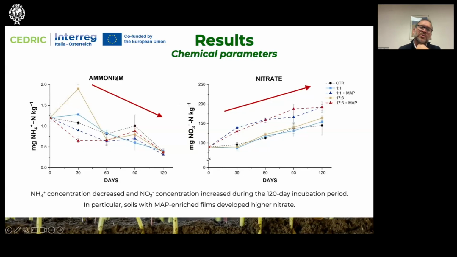And what we found was that, for example, with regard to the nitrogen dynamics during the incubation, as you can see here, the amount of ammonium decreased and the amount of nitrate increased. This was a very nice result because it suggested that during this incubation, which was of 120 days, the amount of nitrogen available for plants can increase. And our films stimulated the nitrification process.